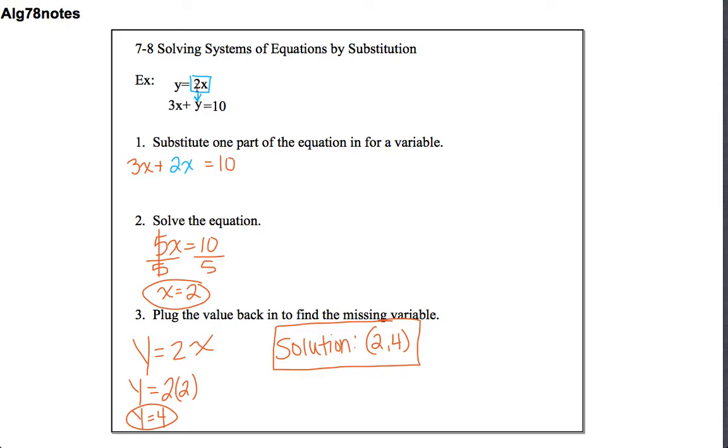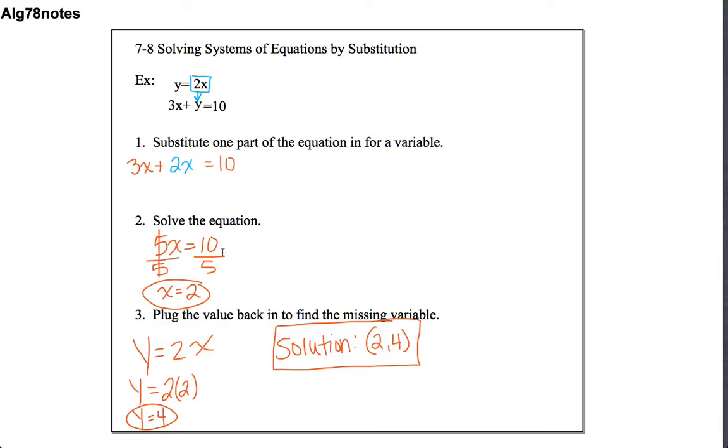So we know that y is the same as 2x. So what we can do is take 2x and substitute it into the second equation for y. So we can replace this y right here in the 3x plus y equals 10 with 2x. Okay, so you can see now we have 3x plus 2x equals 10. Now we have an equation in one variable and we can solve for x. So 3x plus 2x is 5x here. That equals 10. Divide by 5, you get x equals 2.